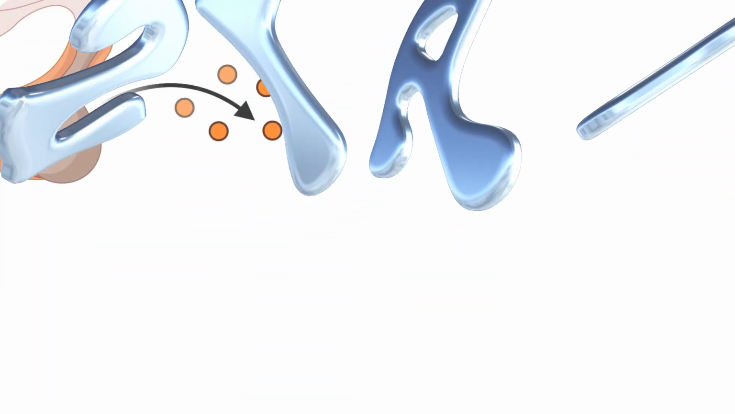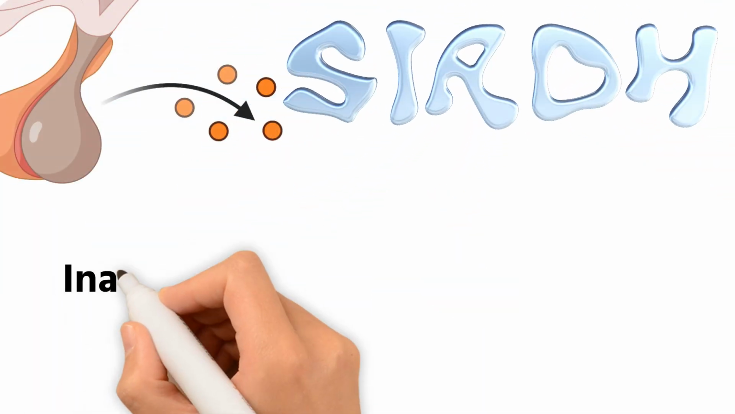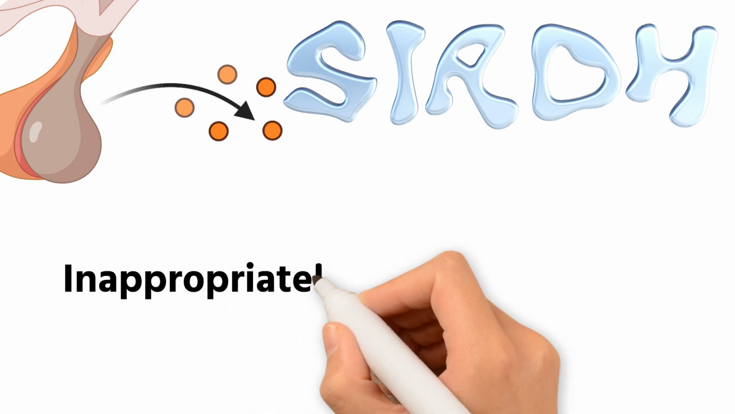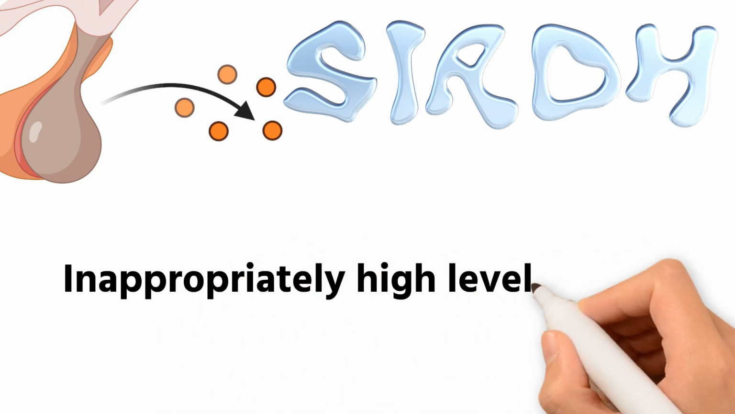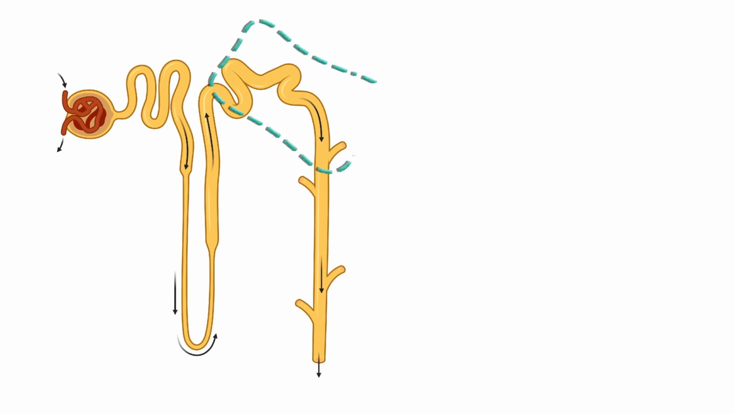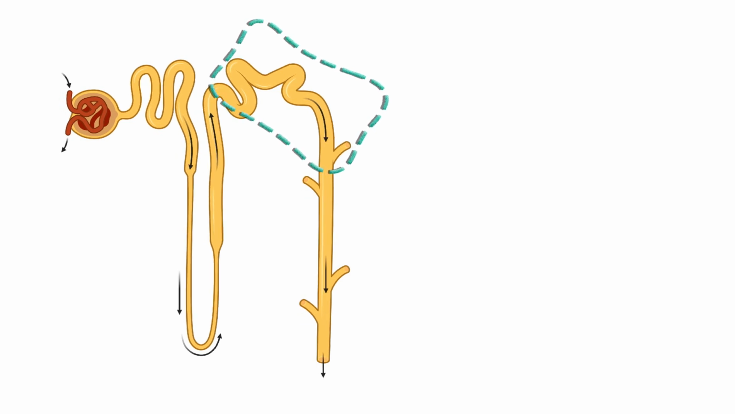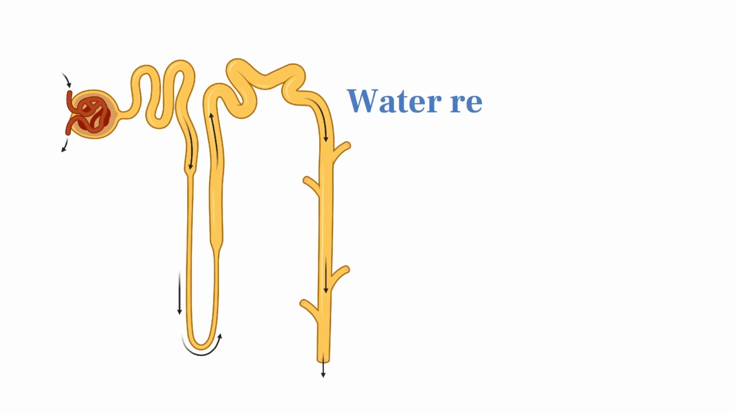The syndrome of inappropriate hypersecretion of antidiuretic hormone occurs when vasopressin is inappropriately high relative to the serum osmolality. Normal function of ADH is to induce expression of water transport proteins in the late distal tubule and collecting ducts to increase water reabsorption.